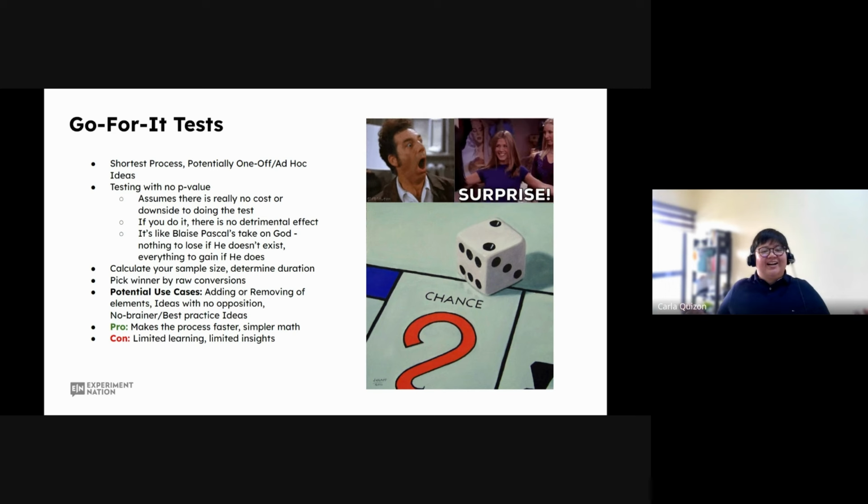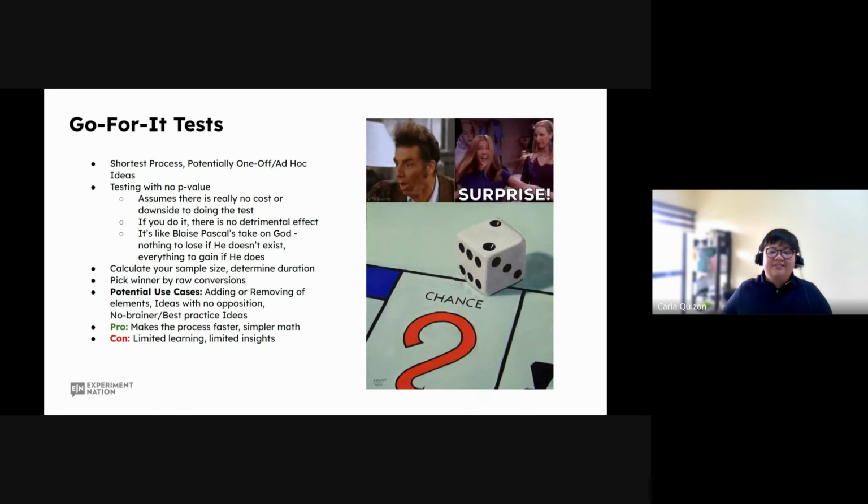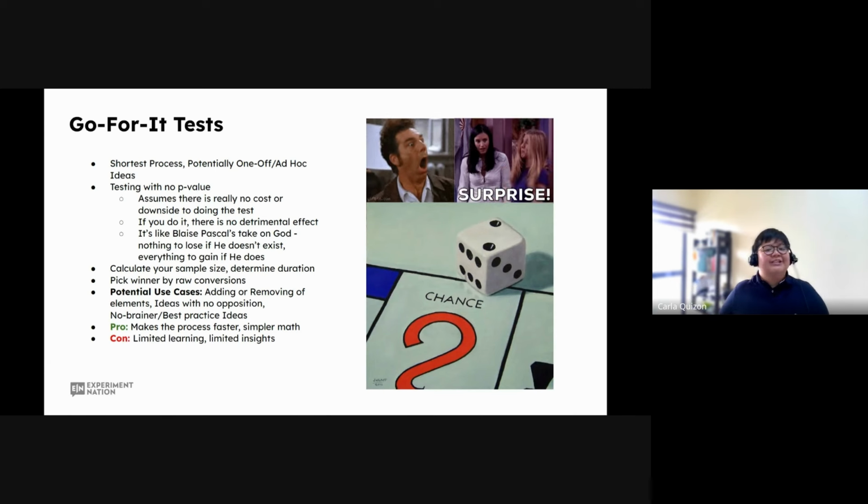So go for it tests actually work best for no-brainer tests. I think this one is a good entry point for beginner teams. It's just less complex, simpler, faster. But the trade-off is that you probably don't learn as much.